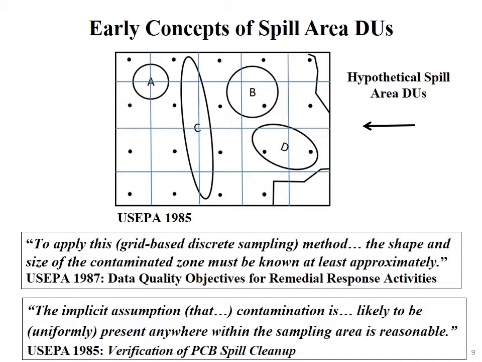Here's an assumption made early on in the development of investigation guidance: the implicit assumption that contamination is likely to be uniformly present anywhere within the sampling area is reasonable. So, 1985, verification of PCB spill cleanup. The concept then was that because the contaminant was uniform within the spilled media, say within the electrical dielectric fluid or wastewater from an industrial plant, then it made sense at the time, before they tested, that it would also be uniform in the soil. So you could collect a sample of soil, any mass, any location within the spill area, and you'd expect to get a similar concentration of contaminant. So again, we'll talk in the next presentation. We'll discuss whether or not that's the reality in the field.